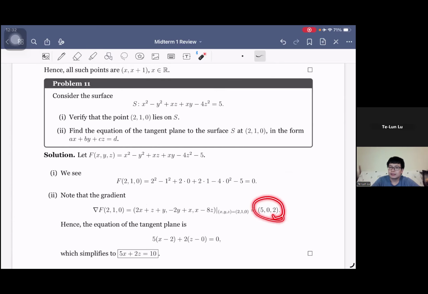And therefore, the corresponding equation will be this vector dot x minus a, y minus b, z minus c equals 0. In this case, I choose a, b, c to be 2, 1, 0. So you get this, and then it simplifies to 5x plus 2z equals 0. That will be the tangent plane of this particular surface, which is a level set, at the point 2, 1, 0. Right?